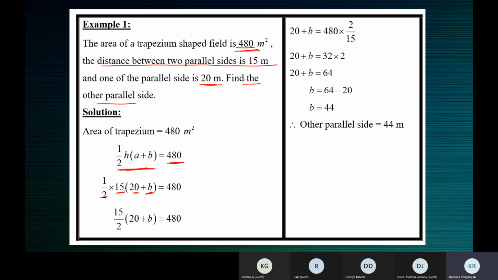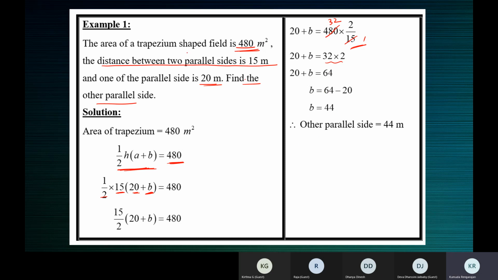So 1 by 2 into 15 means 15 by 2, of 20 plus B is equal to 480. 15 by 2 on the other side becomes 2 by 15. 15 times 32 is 480. So 20 plus B is equal to 32 into 2, which is 64. B is equal to 64 minus 20, so B is 44.